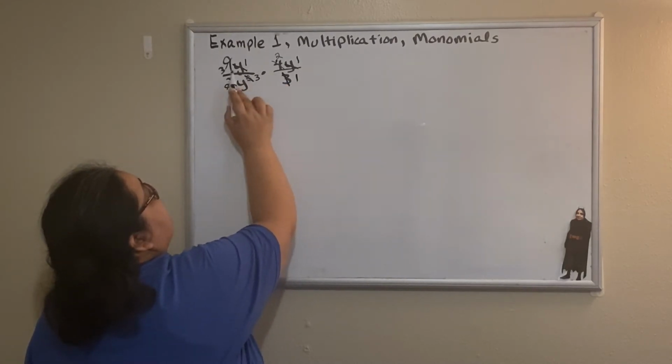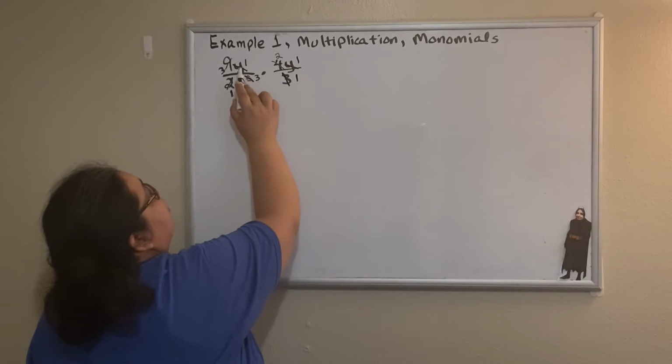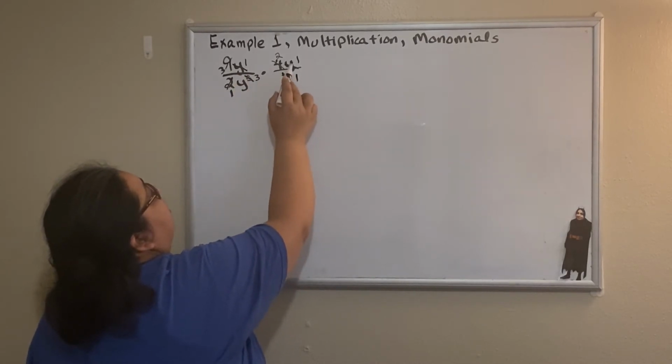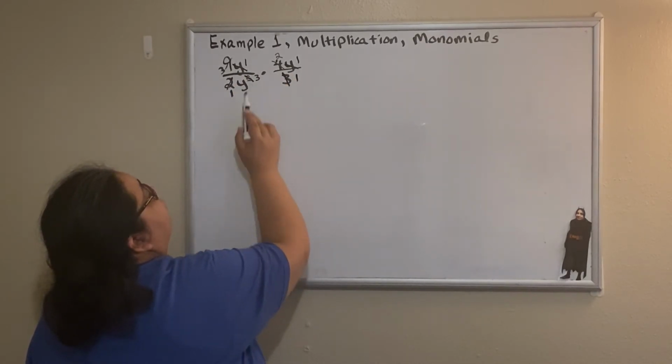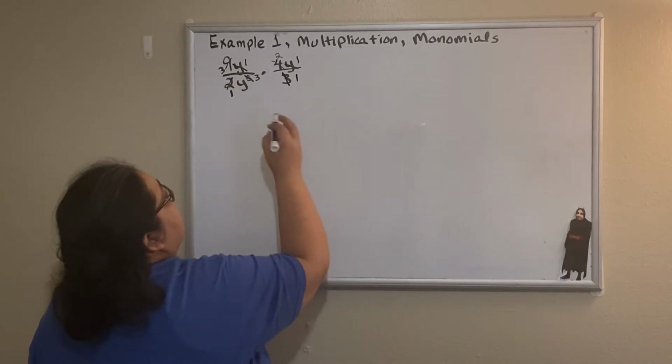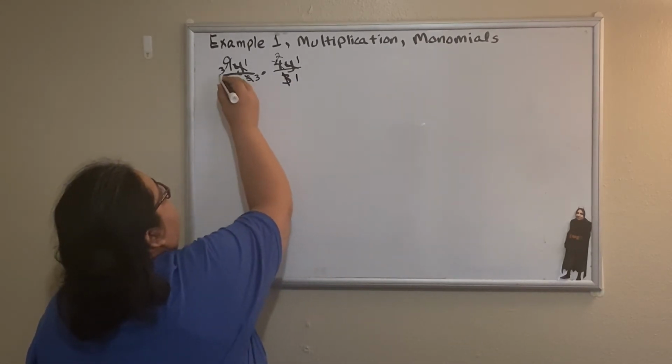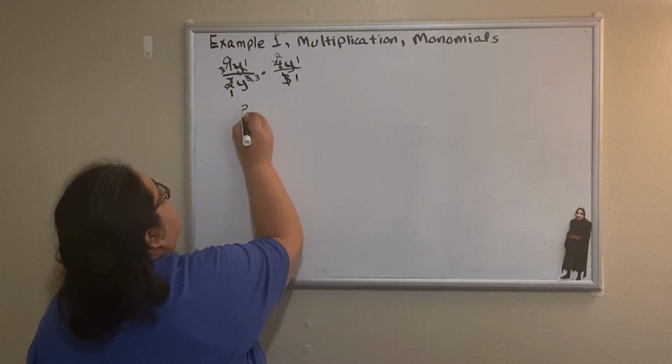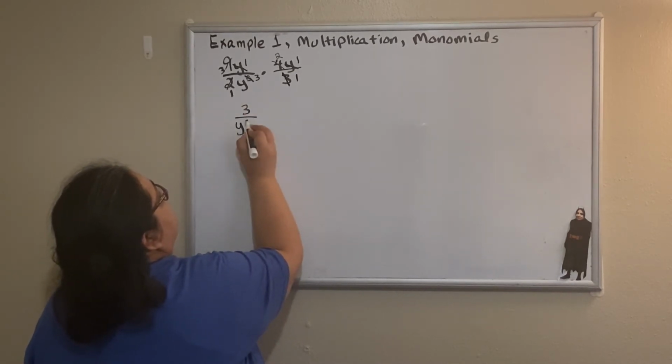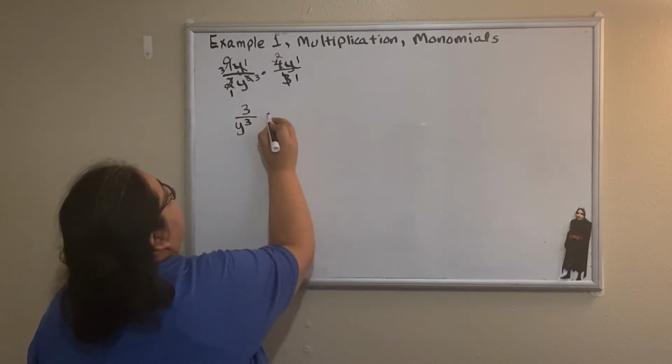We subtract how many y's we reduce. I reduced 1 here, another 1 here, so that's 2. So I'm left with y to the 3rd. So let's go ahead and simplify this. I have 3 times 1, that's just going to be 3, over 1 times y to the 3rd. So that's just going to be y to the 3rd.